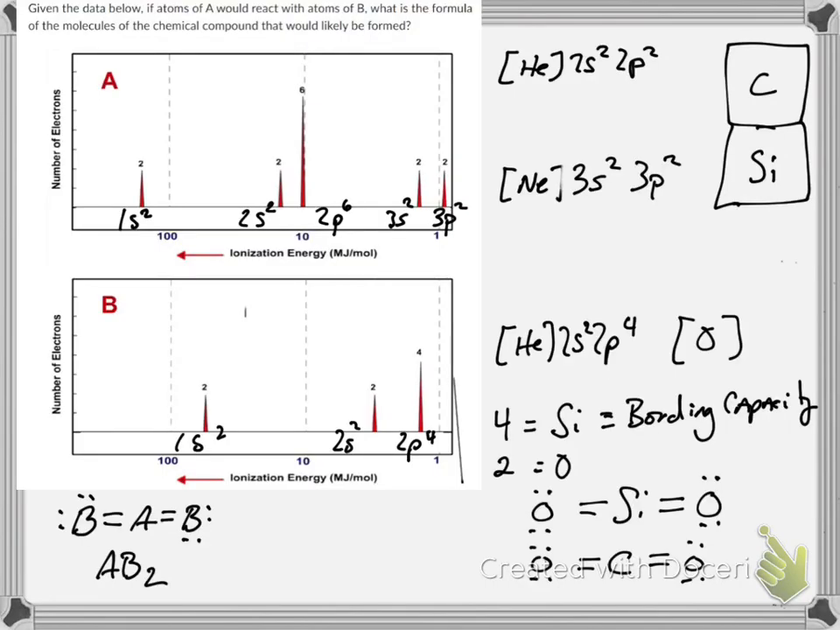So we would make something that looks like this. AB2, or B double bond A double bond B. And I really suggest that you convert the PES spectrum into an element. It makes it so much easier to construct the molecule, because we usually have a lot of familiarity with the column chemistry, and that helps us build the molecule.